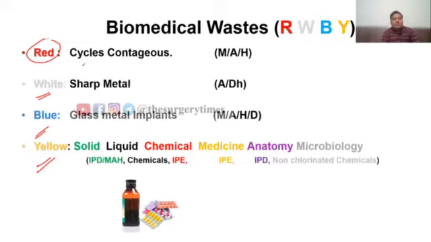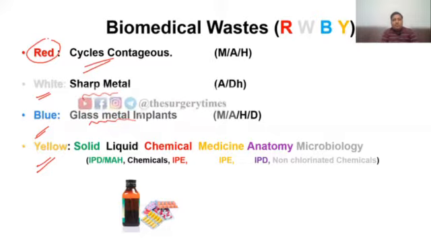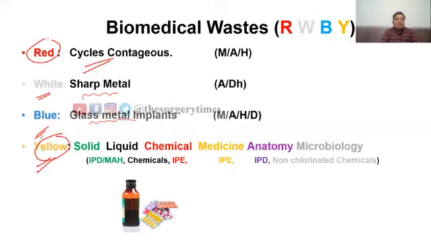So red, how will you remember? Red cycles are contagious, which contains white sharp metals. So white is sharp metals, and blue is glass metal implants. Remember like this. Keep this photo in front of your eyes so that it will be easier for you in the future also. Red cycles are contagious, which contains white sharp metals, and blue glass metal implants. After that, apart from this, whatever remains will come to the yellow. So that's why I have put yellow last.